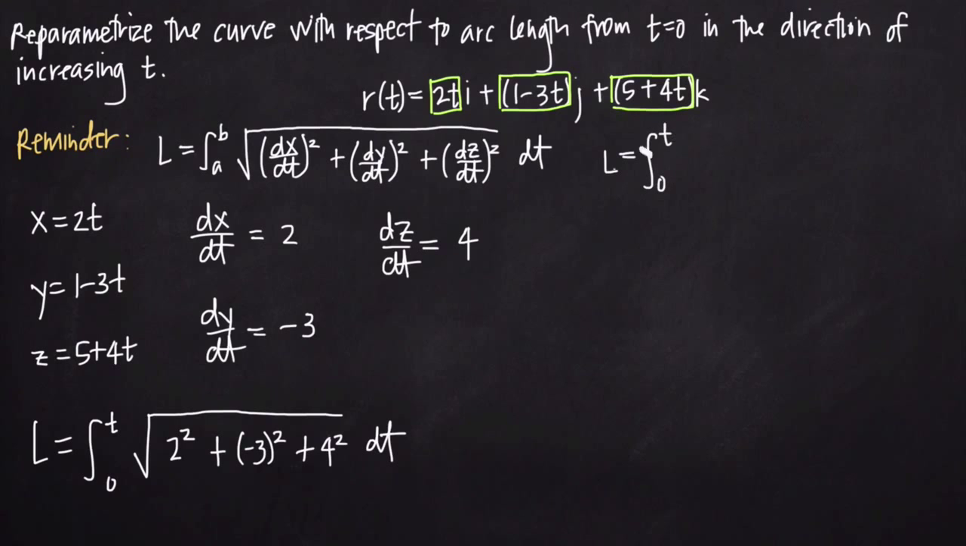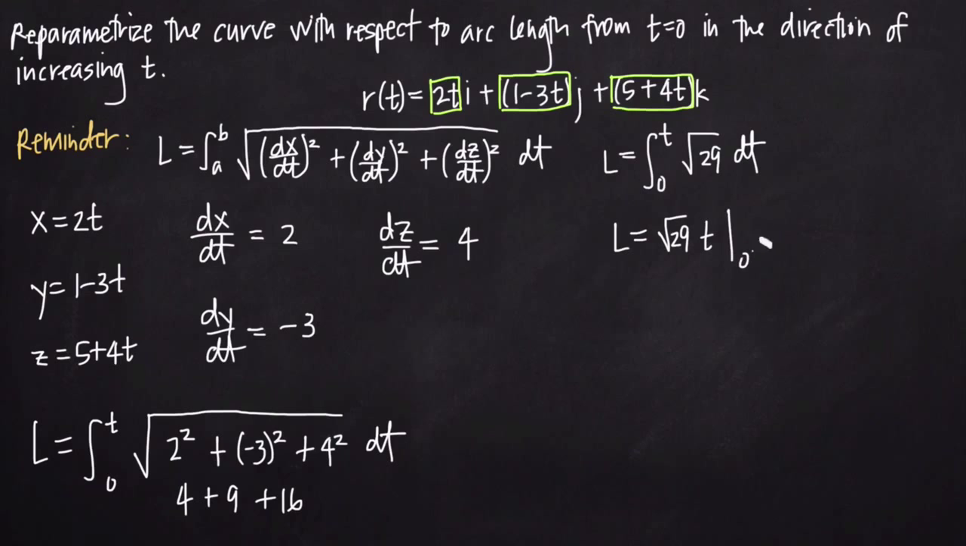Now when we take the square root here, we get 2 squared, which is 4, negative 3 squared is 9, positive 9, and 4 squared is 16. So here we're going to get 29, so we just have the square root of 29 dt. Well, the integral of the square root of 29 is just the square root of 29 times t, and we're going to evaluate that on the interval 0 to t.